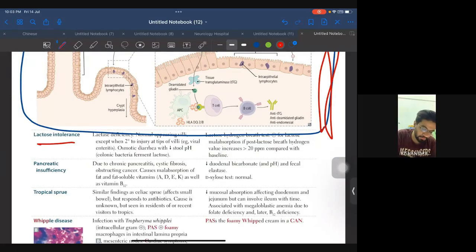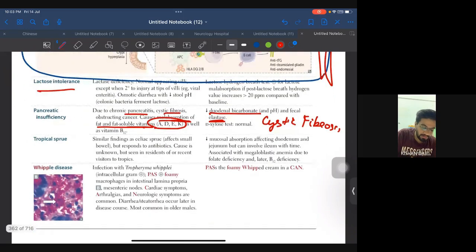Pancreatic insufficiency due to chronic pancreatitis or cystic fibrosis causes malabsorption of fat and fat soluble vitamins A, D, E, K. Okay, decrease in duodenal bicarbonate and fecal elastase. We have already done this in cystic fibrosis, so no need to go into detail here. Tropical sprue: similar findings to celiac sprue, but responds to antibiotics. Celiac disease won't respond to antibiotics because it's an autoimmune disease. This is one difference.